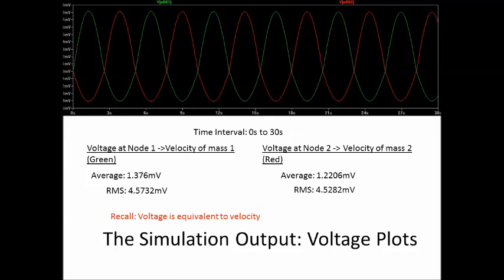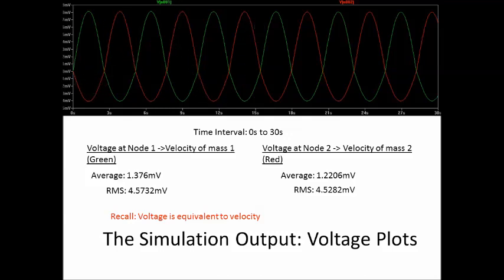This is the output that resulted from the simulation. It is a plot of the voltage on capacitor C1 and the voltage on capacitor C2 as time progresses. The voltage on C1, representing the velocity of mass 1 in the actual mechanical system, is the green plot. The voltage on C2 is the red plot.